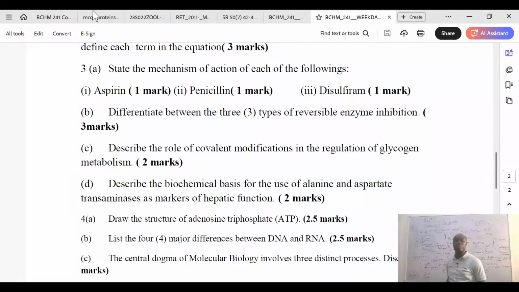So there will be a problem in terms of the synthesis of the cell wall. Therefore, the microorganisms will be very fragile, so that our immune system can easily recognize them and kill them.